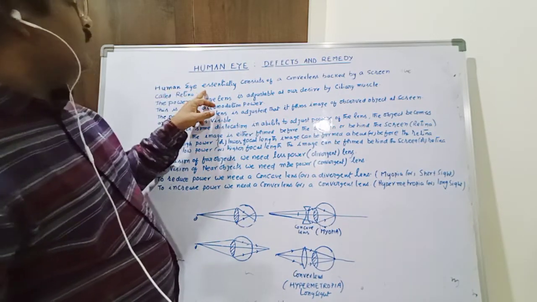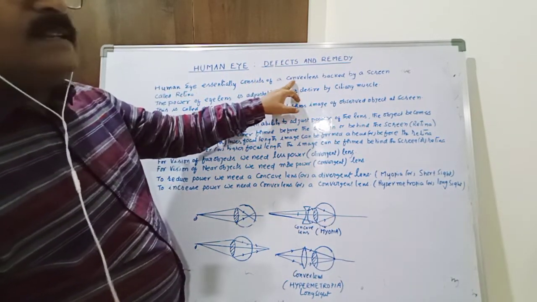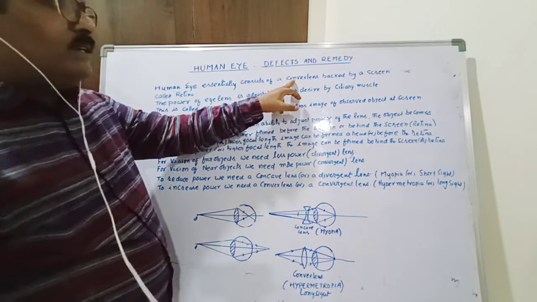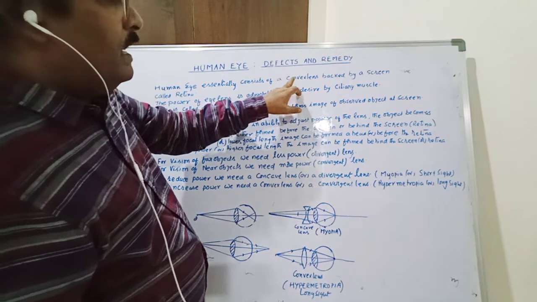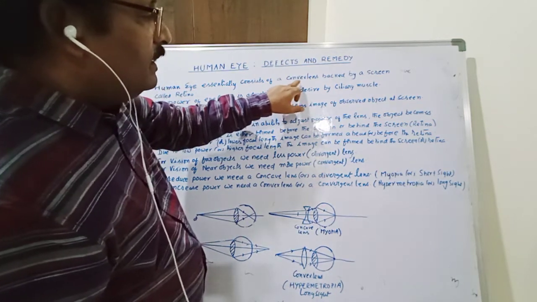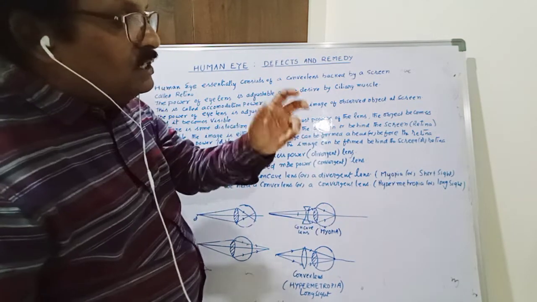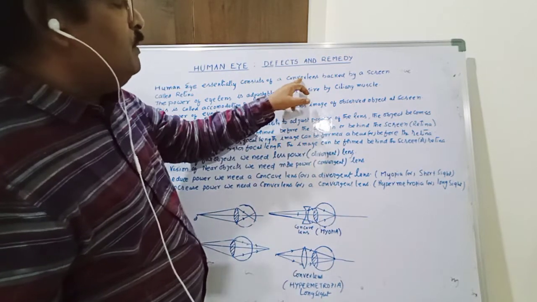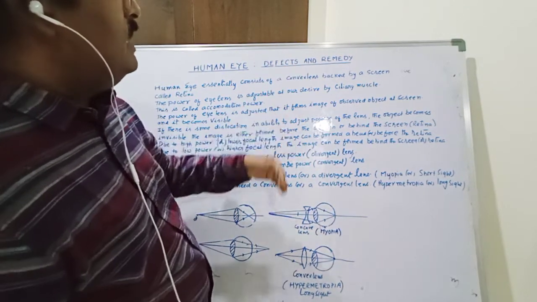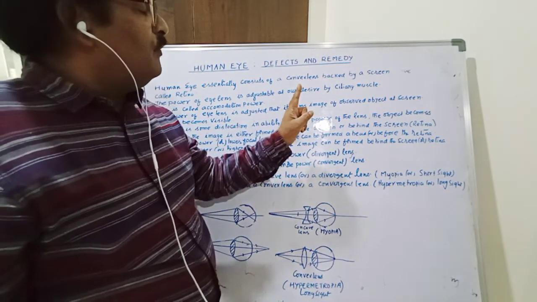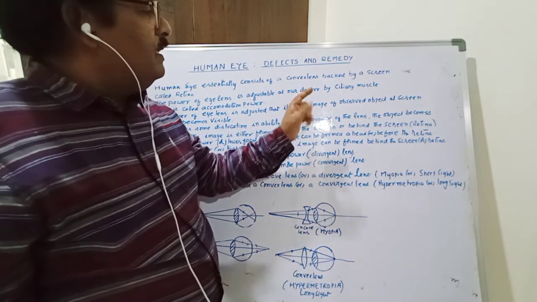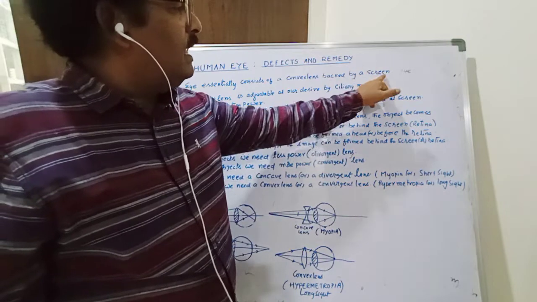The human eye essentially consists of a convex lens. It is a convex lens which is thicker at the middle and thinner at the edges, of variable focal length. The convex lens can change its focal length. Focal length can be decreased or increased. As focal length decreases, power can be increased, because the reciprocal of focal length is called power. That lens is backed by a screen called retina.